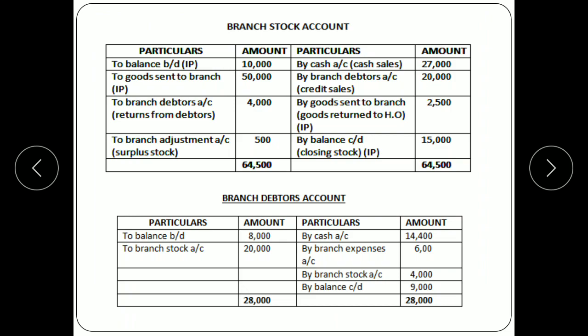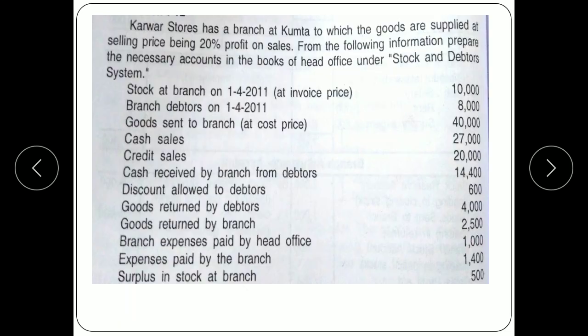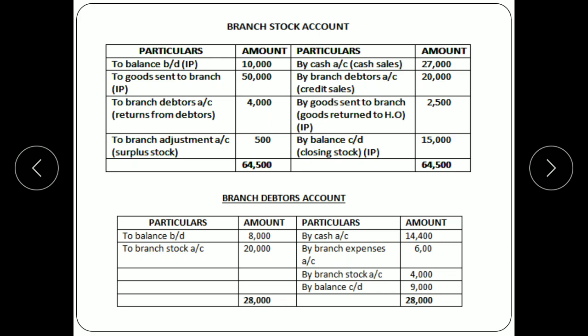The opening stock has been given at invoice price and it is recorded in the branch stock account at invoice price, rupees 10,000. Next entry, to goods sent to branch. We have recorded it at invoice price of rupees 50,000. But you need to know that in the question, goods sent to branch have been given at cost price of rupees 40,000. So even if the value is given at cost price, we will have to record it at invoice price. So we need to convert cost price to invoice price and record the value at invoice price.